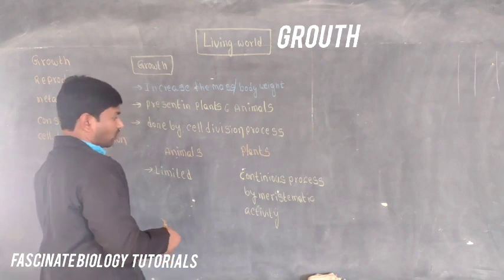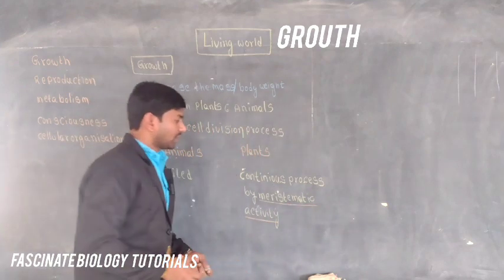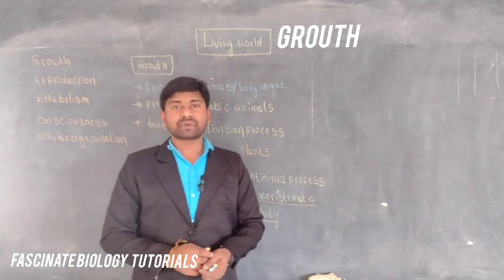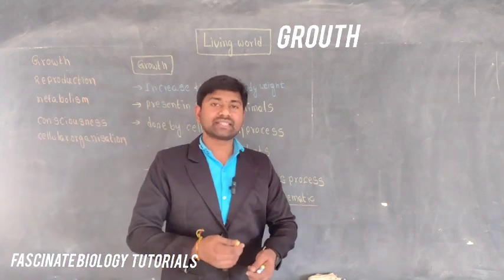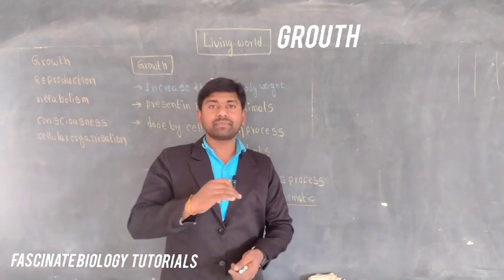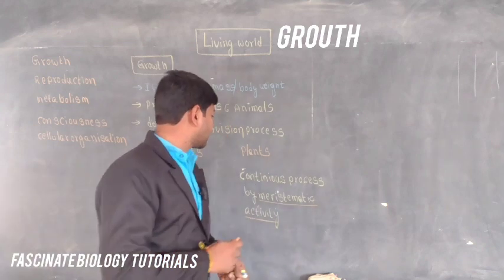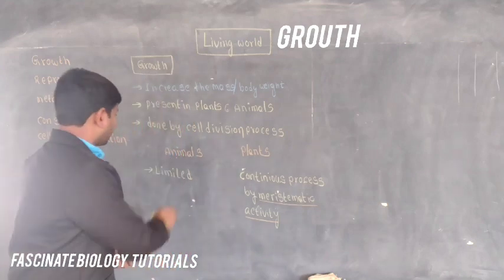Just focus on what meristematic activity is. It is carried out by a type of tissue known as meristematic tissue, which is present in plants. Based on the position of this tissue, it is again of three types: apical meristem, intercalary meristem, and lateral meristem. We will discuss this in the chapter on anatomy of flowering plants. Leave that one and come to the point.